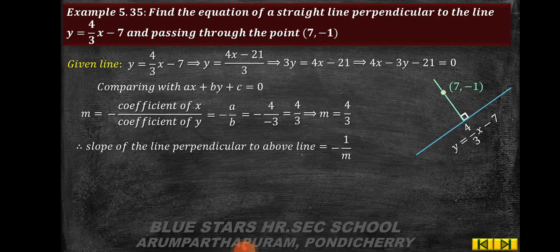Therefore, the slope of the line perpendicular to the above line, that is, the two lines are perpendicular. So if one slope is 4 by 3, the other slope must be minus 1 by m, because m1 times m2 is equal to minus 1. If one slope is m, the other slope is minus 1 by m, which is equal to minus 1 by 4 divided by 3, which is equal to minus 3 by 4.